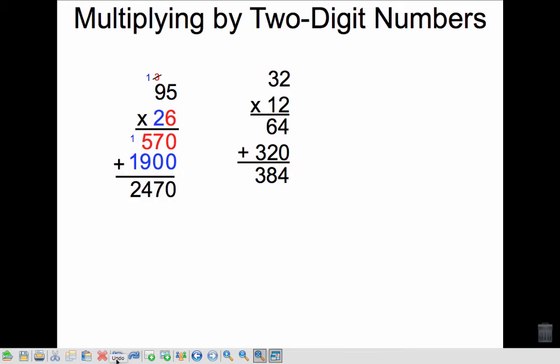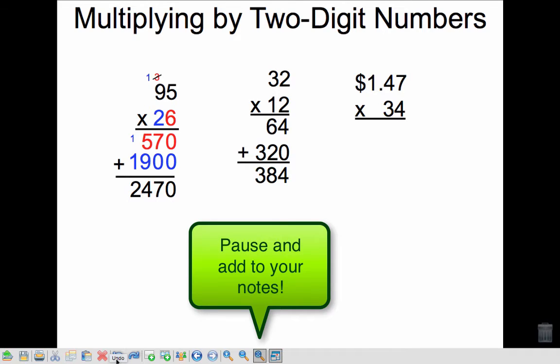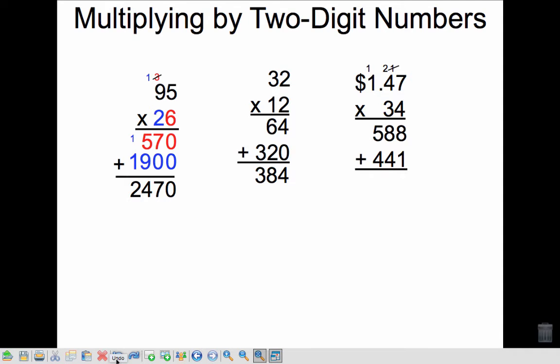Let's look at another one. $1.47 times 34. I'd like you to pause the video and do the multiplying. You should have gotten 588 plus 441. Notice I have carried some numbers and I have crossed them out. Now let's check the answer. You should have gotten 1,029.